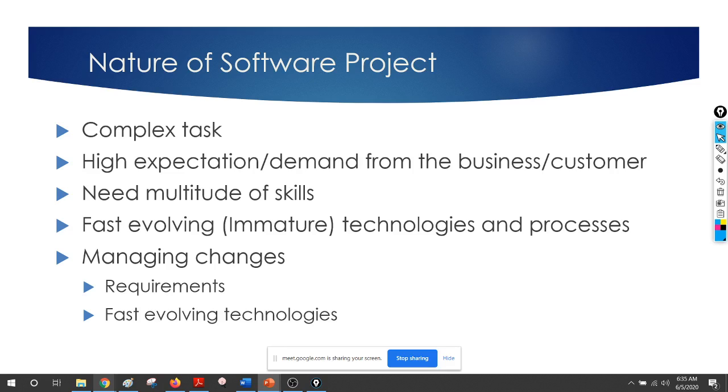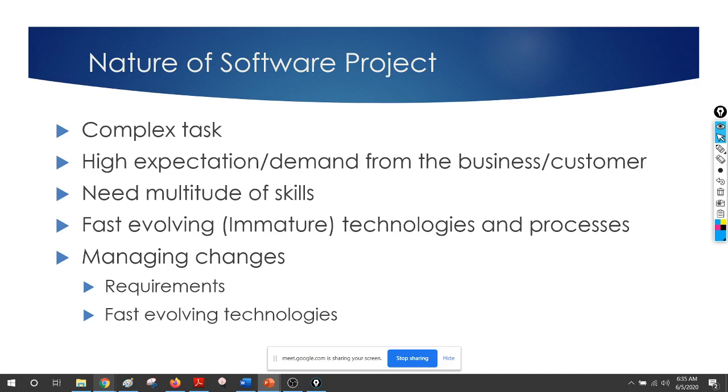It's a complex task, and there's also a high expectation for this software project, right? The customer is really interested and expecting a lot from your project, a lot from your product, because he's going to use it for a lot of good things, right? Then you need a multitude of skills. When it comes to software development, you need database developers, UI developers, backend developers, sometimes integrators, good testers. Likewise, you need a multitude of skills.